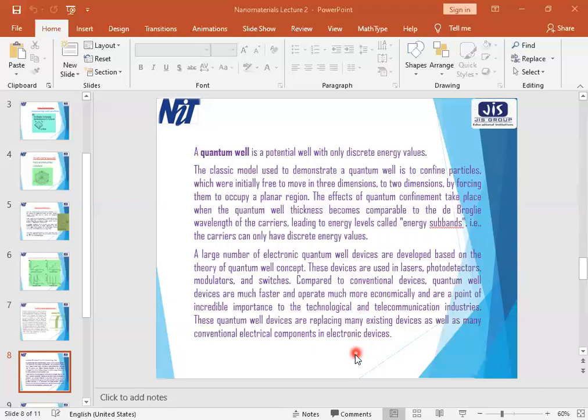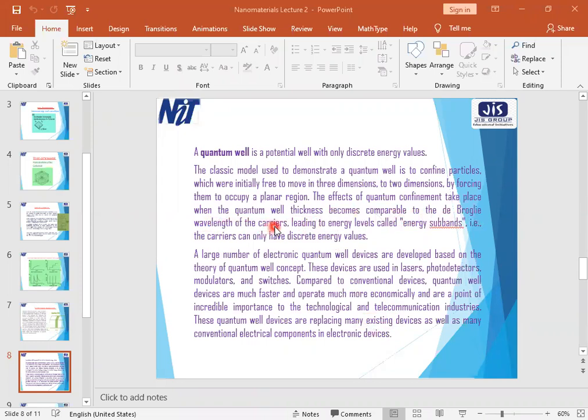So you are imposing a constraint that the particle will not move in that direction, by its geometry. If you are reducing its size, that means you are giving a constraint in the third direction that the electron cannot move in the 3rd direction. It will move in the 2 directions only, and because of that its properties will be substantially changed. So the effect of quantum confinement takes place when the quantum well thickness becomes comparable to the de Broglie wavelength of the carriers.